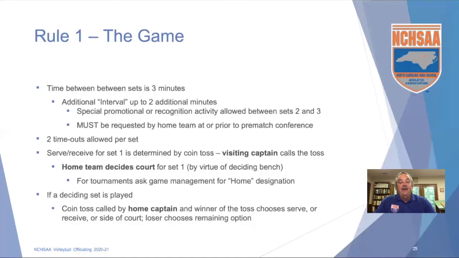first set. If you have a deciding set, either a 2 out of 3, the third set, or 3 out of 5, that fifth set, the coin toss is called by the home captain, not by the visiting captain. The winner of the toss then gets to choose either to serve, to receive, or to choose which side of court they will play for that set. And in high school, they will stay on the same side of the court for a deciding set. There is no switching at midway point of anything. So that's pretty much that.